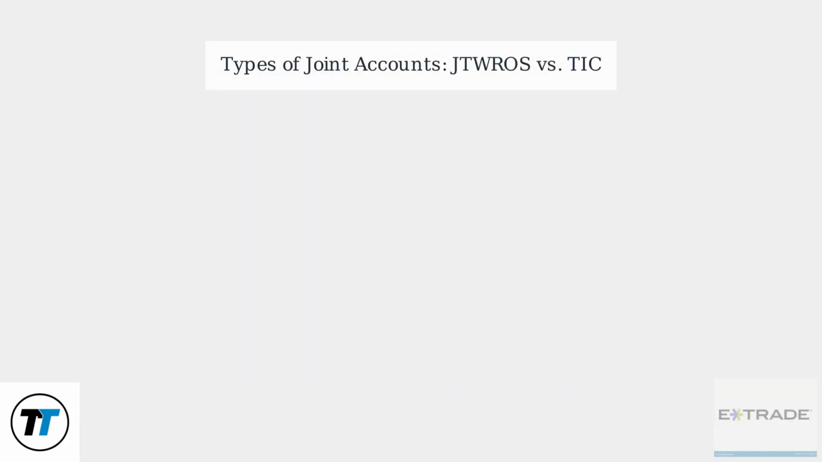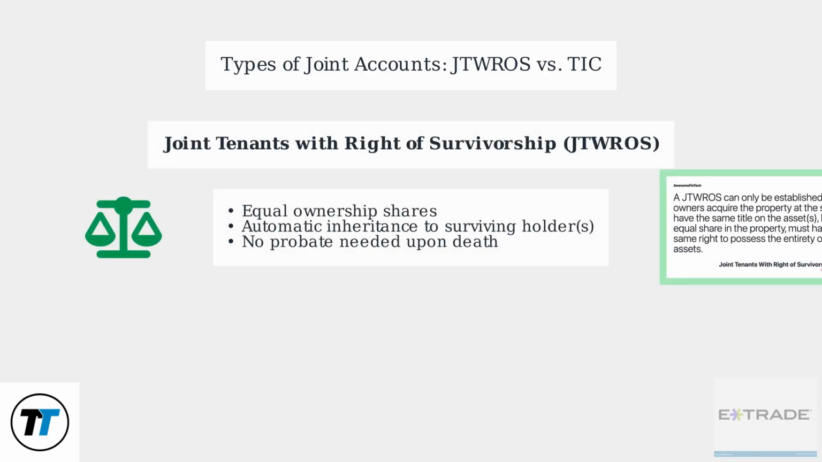E-Trade offers two main types of joint accounts to choose from, based on your needs. Joint tenants with right of survivorship, or JTWROS, provides equal ownership shares and automatic inheritance to the surviving holder or holders when one passes away. This avoids probate proceedings.